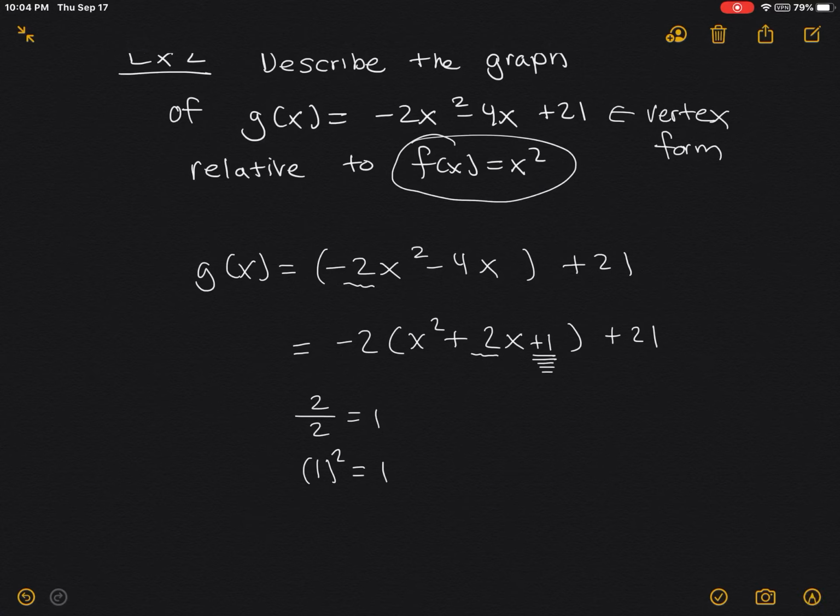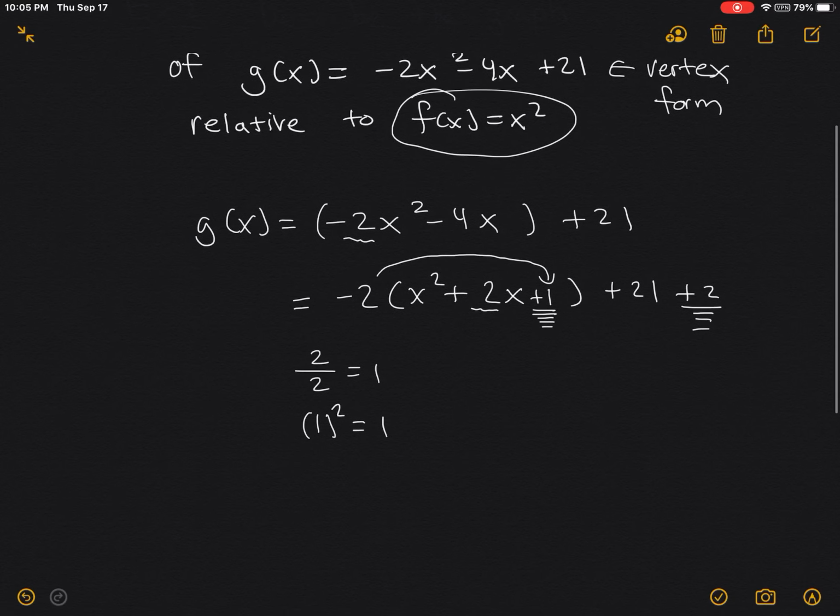But if I add 1, I also have to subtract 1, except notice I'm not actually adding 1. This negative 2 is on the outside. So when I distribute negative 2 to 1, I'm actually subtracting 2. So if I'm subtracting 2, that means I also have to add 2 to maintain equality. Okay, so that's the key line right there that students often forget. They're like, oh, add 1, subtract 1. Yeah, if this negative 2 wasn't here, but this negative 2 is on the outside.